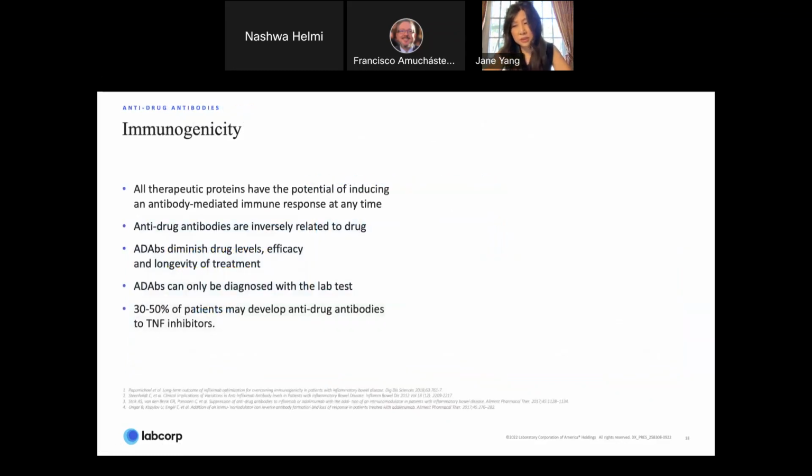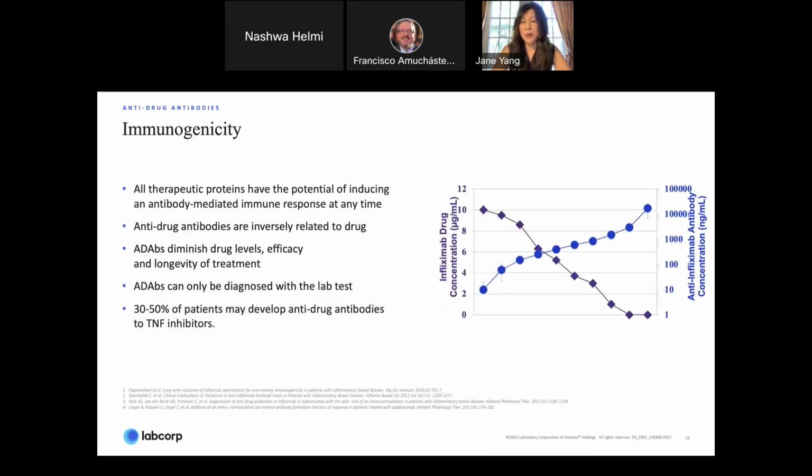Immunogenicity is the formation of antidrug antibodies. Unfortunately, all therapeutic proteins have the potential for inducing antibodies, and these antibodies against the drug can first appear at any time during therapy. And we know that as antidrug antibodies go up in blue, the concomitant amount of active drug in purple goes down. Unfortunately, immunogenicity rates are significantly high, especially with the older biologics that we have.